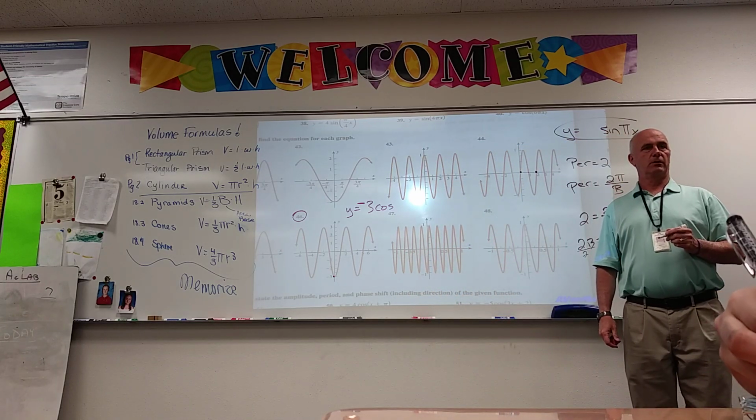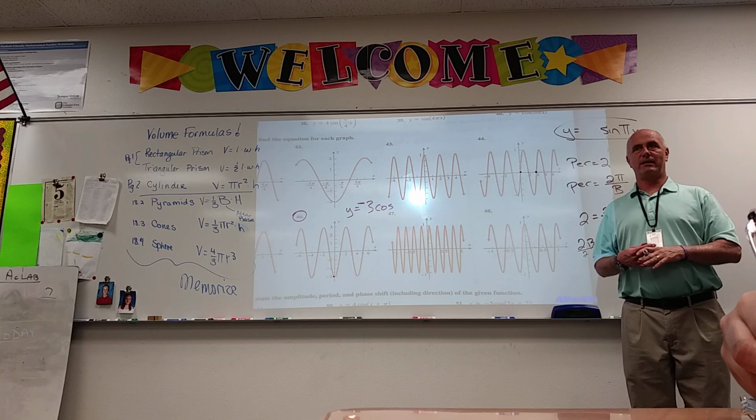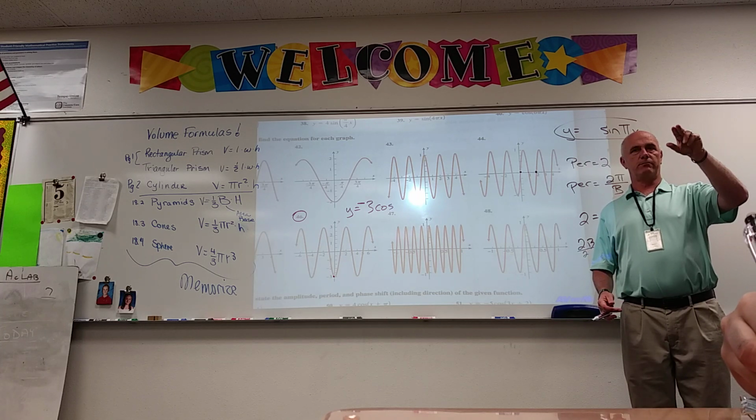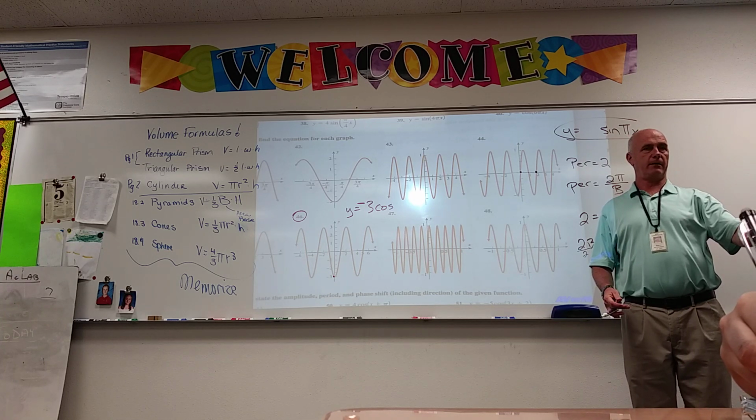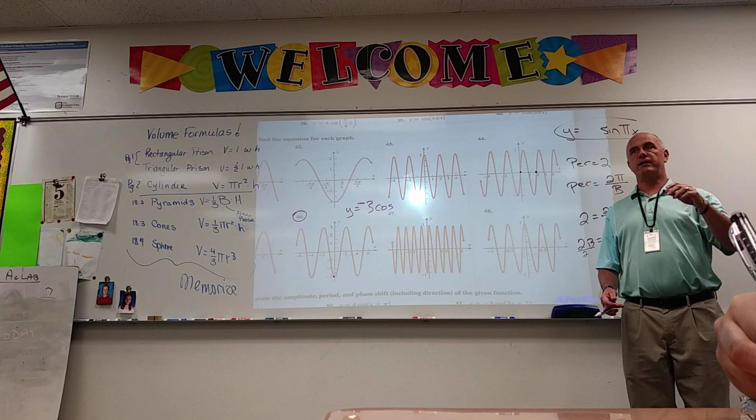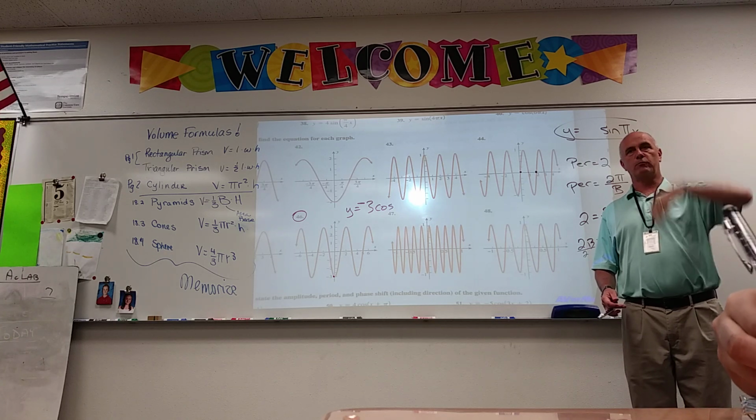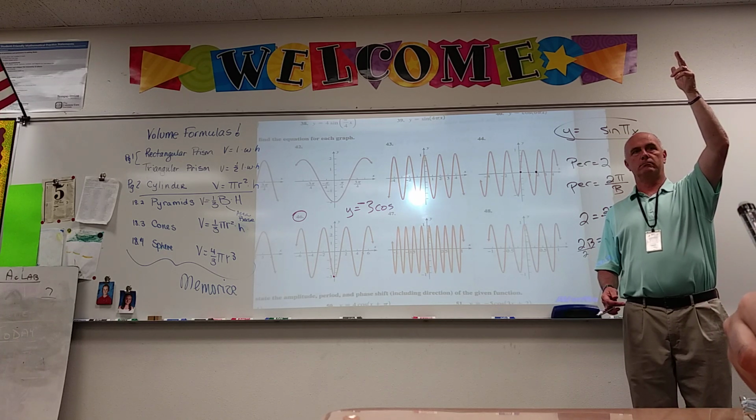Fair? So we can tell that sine is negative if it starts in the middle and goes down instead of up. We can tell that cosine is negative if it starts at its bottom rather than at its top. Make sense?